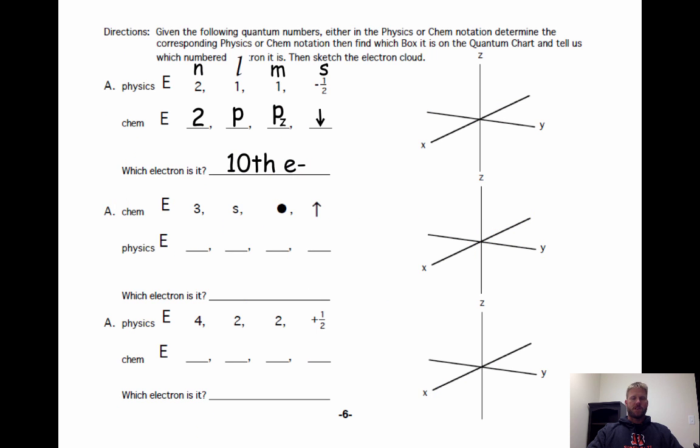All right, so we're supposed to sketch this electron cloud. Well, it's a p orbital, so we know it has the dumbbell shape, and for the orientation, we will make this p orbital on the z plane, so it'll look something like that. And it's the 2nd p orbital, so it's 2pz right here.